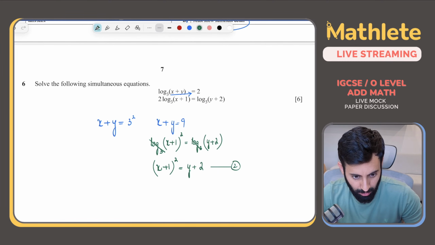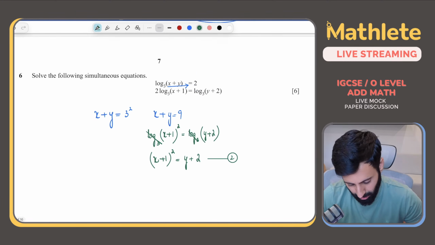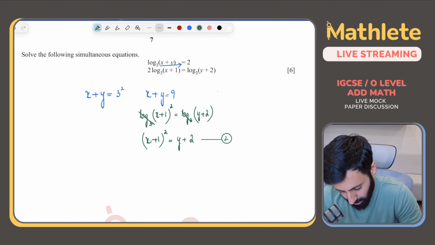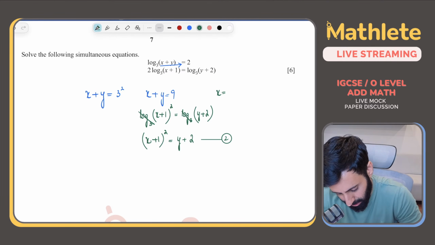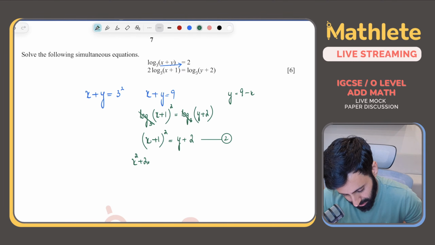So we don't multiply by the derivative of the trig function only if the power of the function is 1. Yep, that is correct. Now let's make x the subject, and if I make x the subject, we will have 9 minus y. Now let's make y the subject. y is equal to 9 minus x. So we have x squared plus 2x plus 1 equals 9 minus x plus 2.